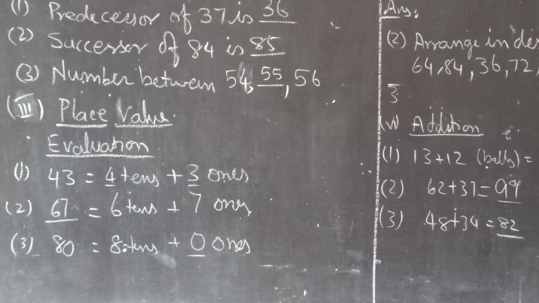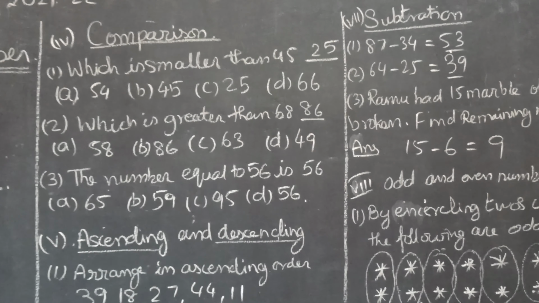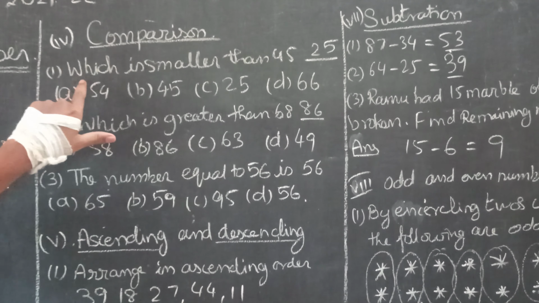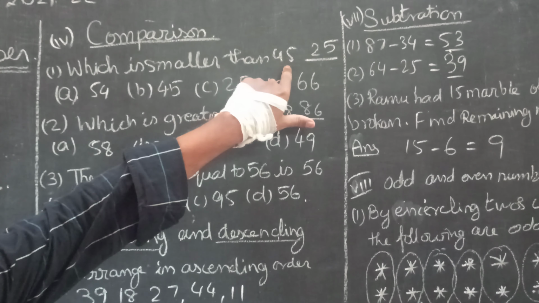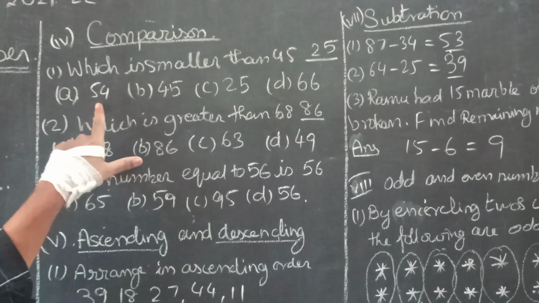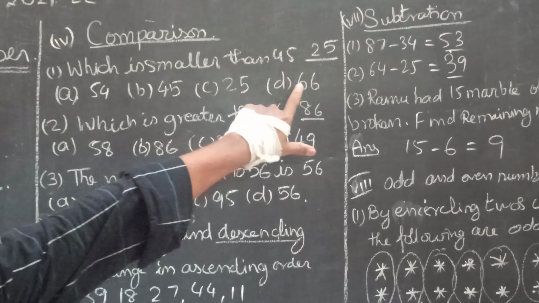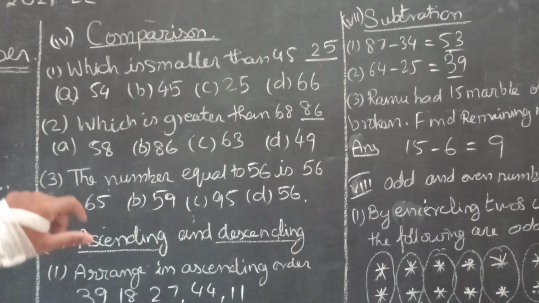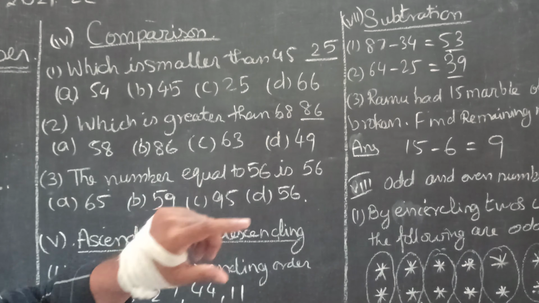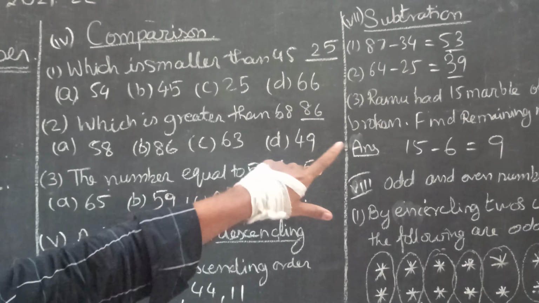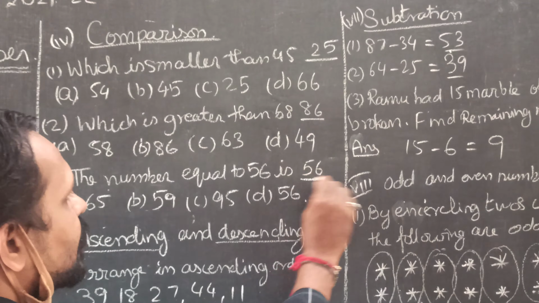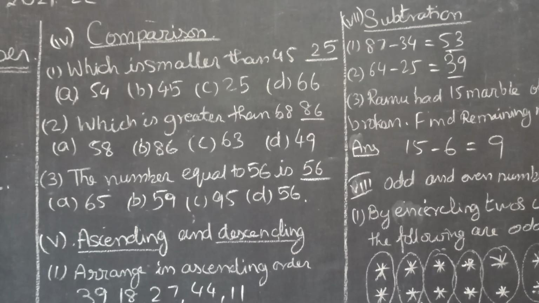Next we come to the fourth part of it. The fourth part is comparison. We compare two things. Which is smaller than 45? So in this given numbers 54, 45, 25, 66, 25 is smaller. Which is greater than 68? 86 is greater than 68. The number equal to 56 is 56.